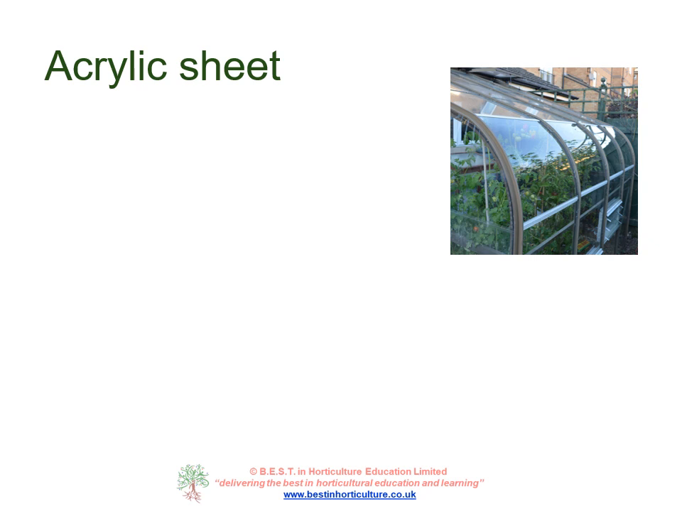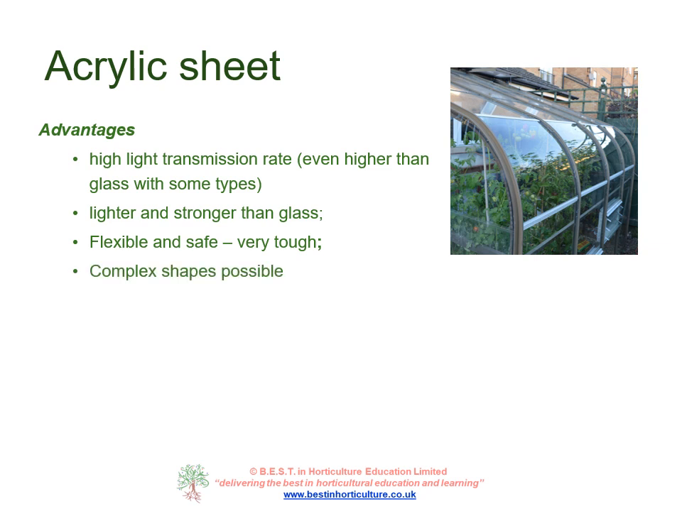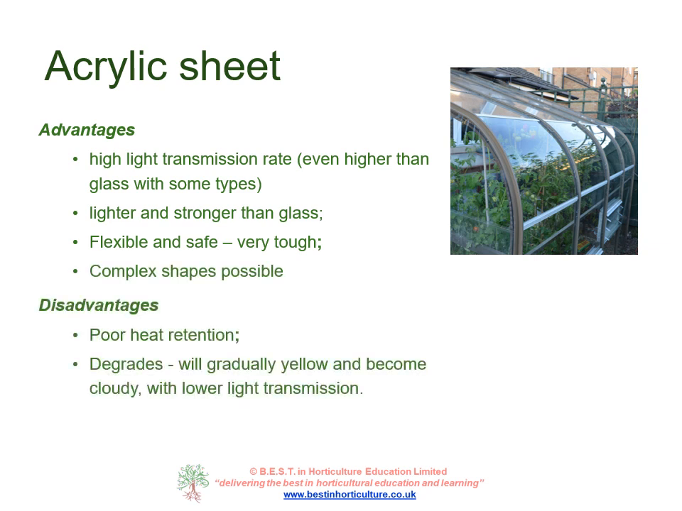Acrylic sheet can also be used. The advantages here include high light transmission rate, even higher than glass with some types. It's lighter and stronger than glass. Flexible and safe, meaning that it's very tough, and can also be shaped to create some innovative designs. Disadvantages include poor heat retention, and it will degrade with light over time and gradually yellow and become cloudy, which in turn lowers the light transmission.